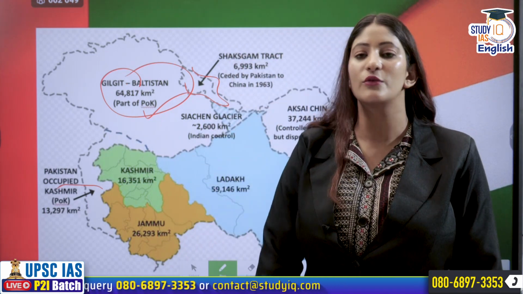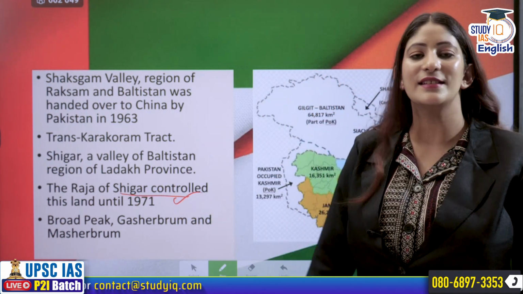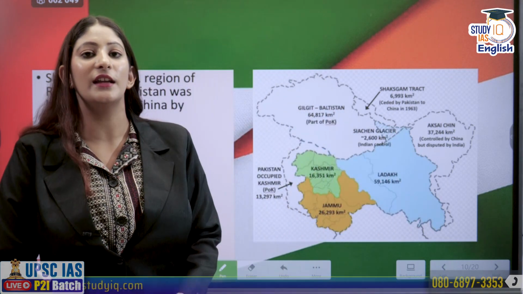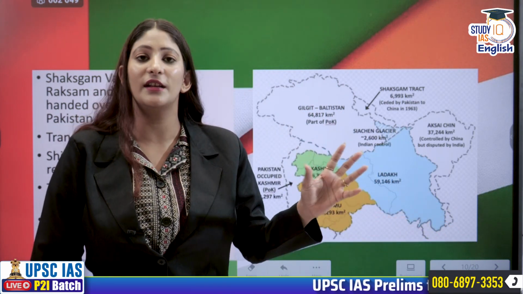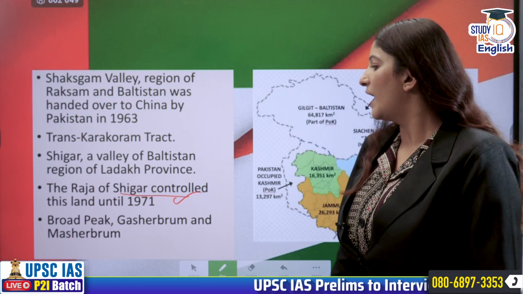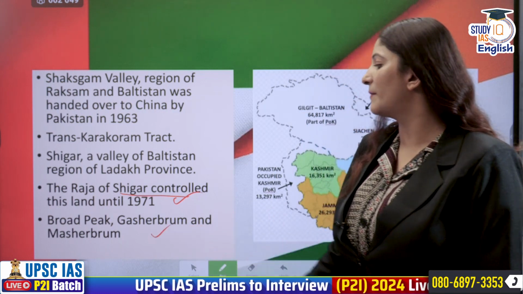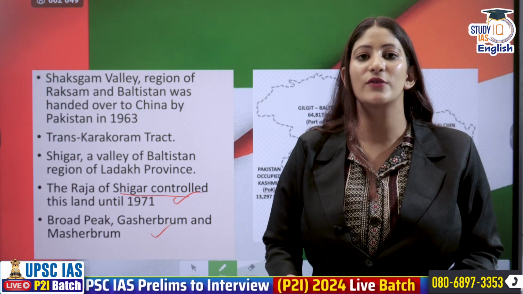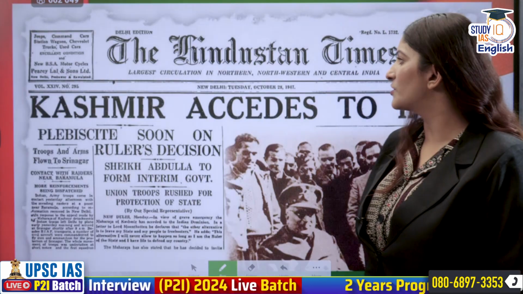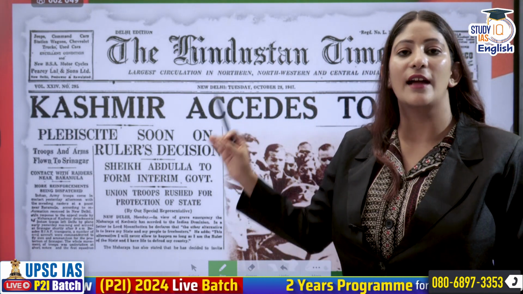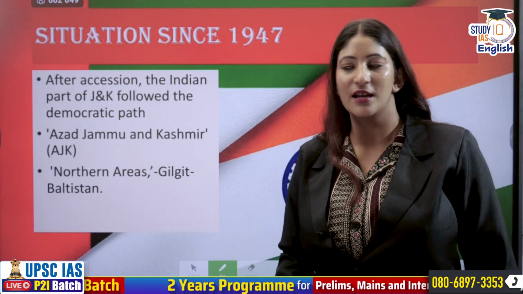Do you also know that there was a ruler in the Shaksgam Tract as well? The Raja of Shigar controlled this land until 1971. Even if the Shaksgam Tract was given to China in 1963, there was a Raja, but he was dethroned by Pakistan itself. And there are many important mountain peaks over here, such as Broad Peak, Gasherbrum and Masherbrum. So this is the actual bifurcation and trifurcation that has been done in our land. Alright, Maharaja Hari Singh acceded Kashmir to us, and after that in 2019 we made Jammu and Kashmir and Ladakh separate union territories. Moving on.